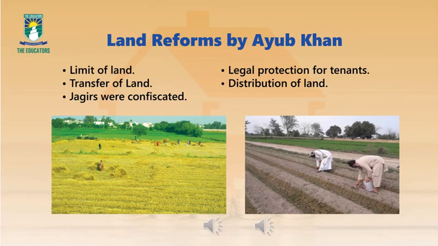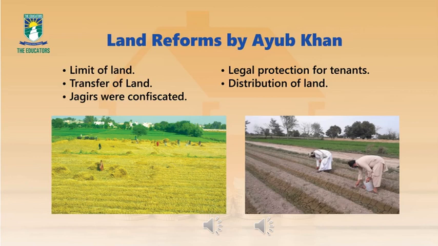Second topic is land reforms by Ayub Khan. For land reforms, Ayub Khan set up a commission in 1959. This land reforms commission was headed by Akhtar Hussain, governor of West Pakistan. In the light of recommendations made by this commission, land reforms were announced.